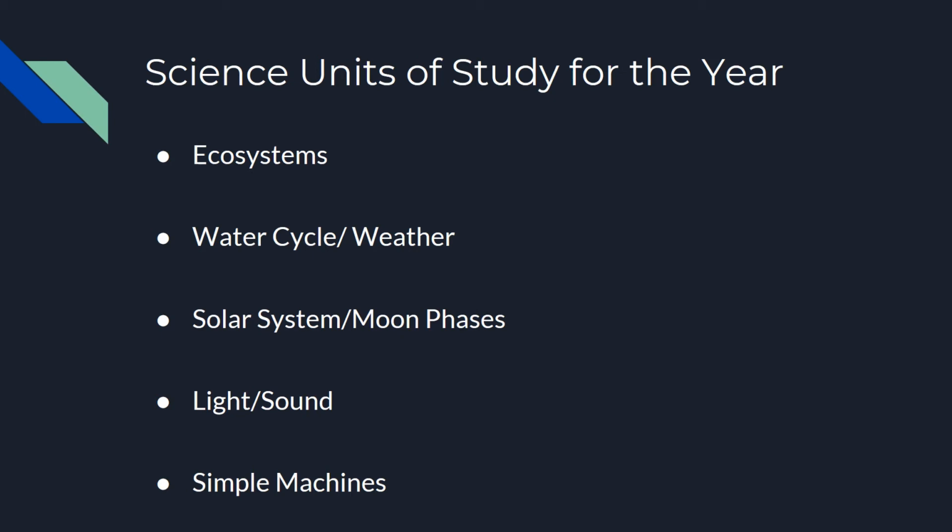Introducing the science and social studies content for the year. Okay, so we'll start out with our science. So as you can see, we have ecosystems, water cycle, weather, solar system and moon phases, light, sound, and simple machines.